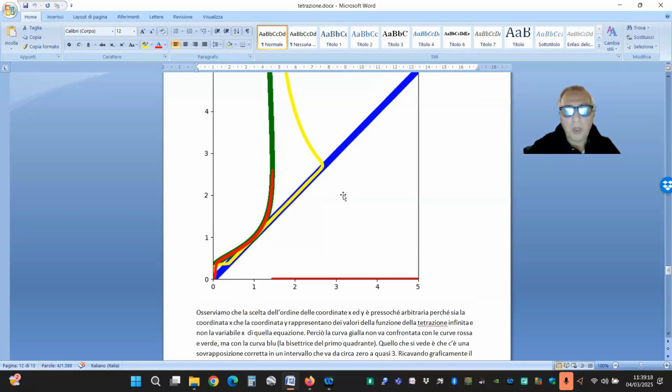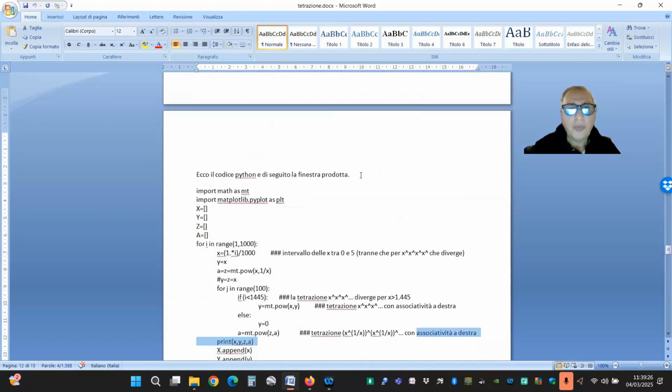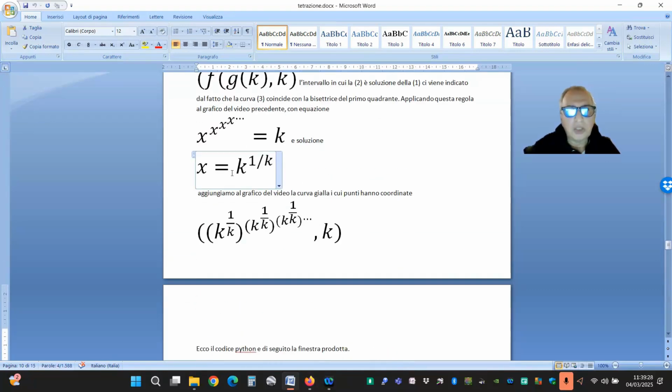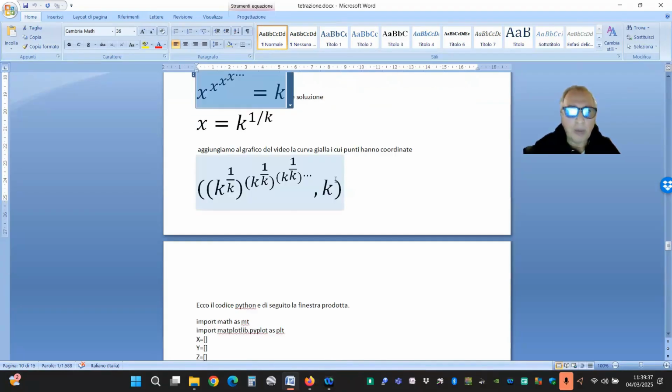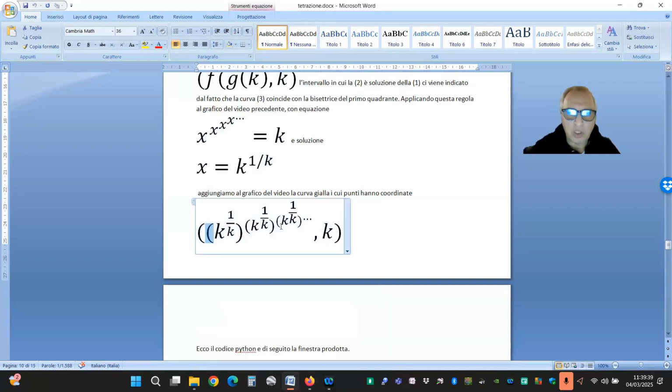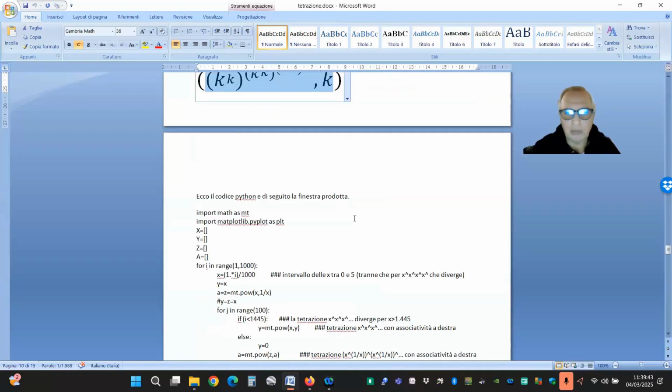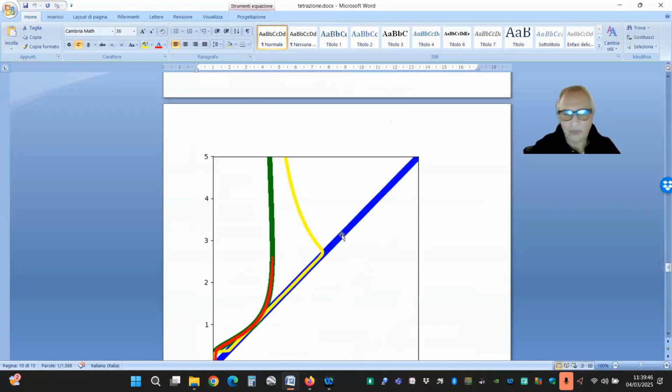So as we previously discussed, within the specific interval where our function, defined as x equals k raised to the power of 1 over k, serves as a valid solution to the problem of infinite tetration, we are required to observe a very specific geometric condition. Namely, we must find that the points along this particular curve perfectly coincide with the line of the bisector, which essentially confirms the stability of our solution in that region. Let's see when it happens, for which interval it happens.